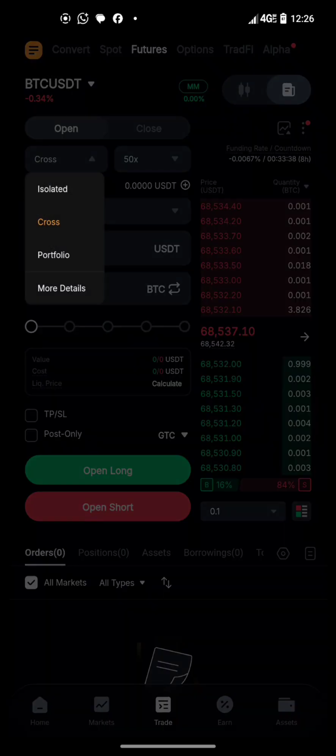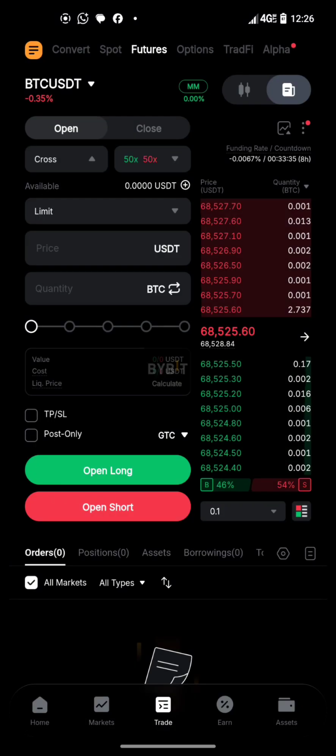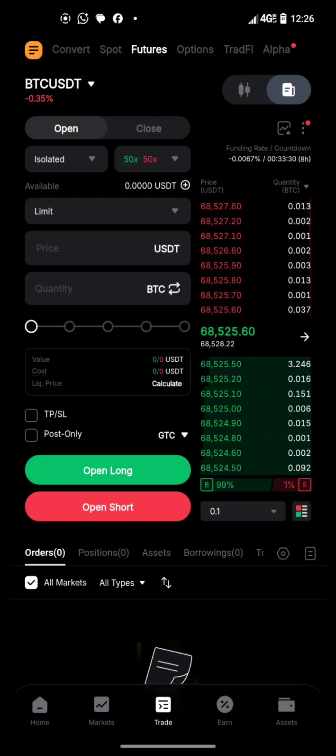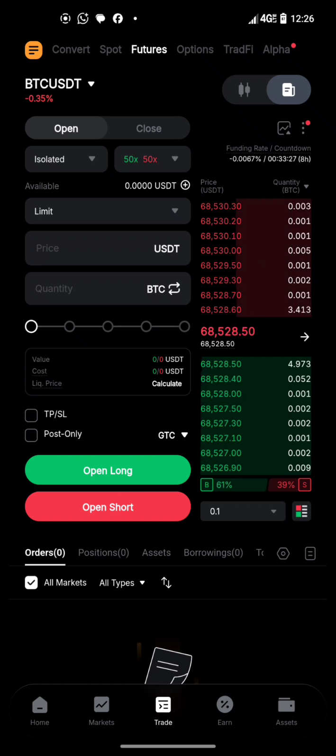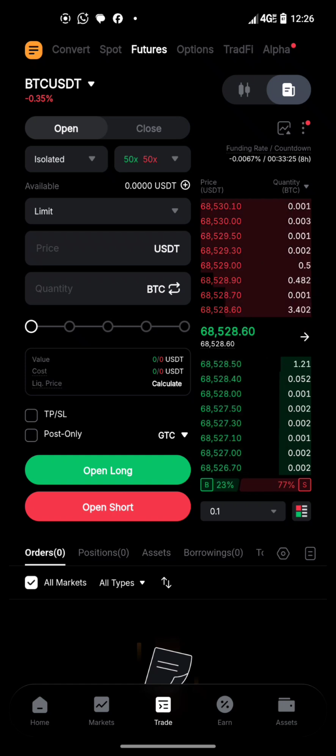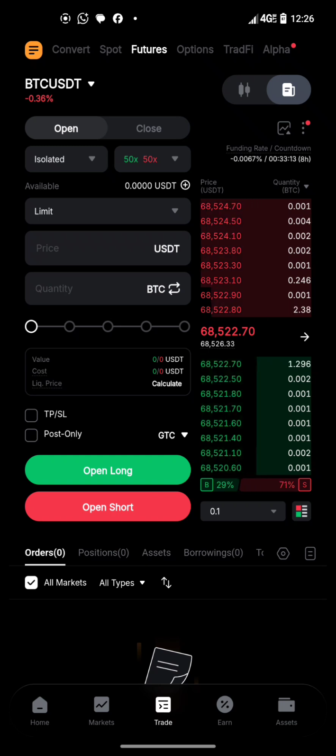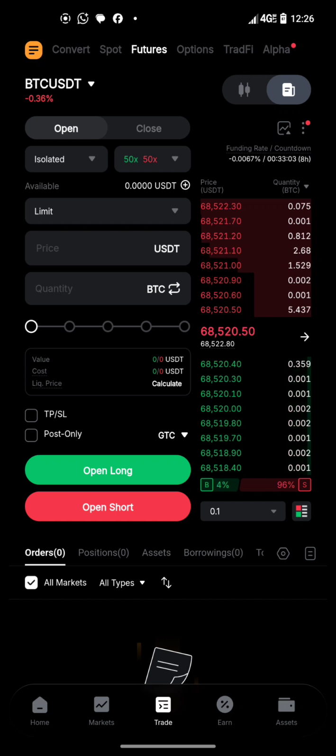But if you have cross, let me explain this isolated very well. Let's say you have 100 USDT and you are trading at, let's say, 5%. That is 5 USDT on that trade. Now in this isolated, if you are not using stop loss, that means you have $5 staked.